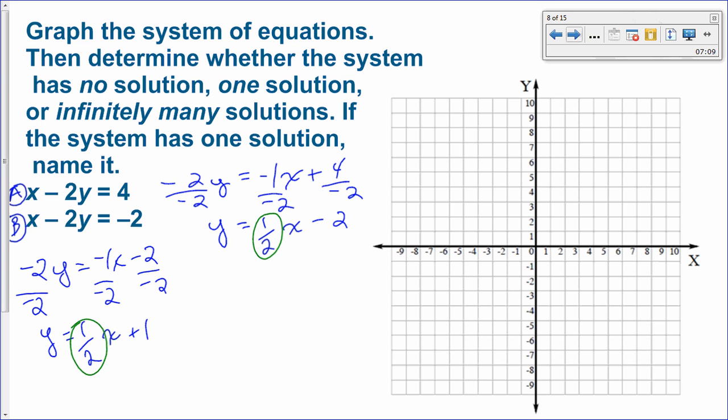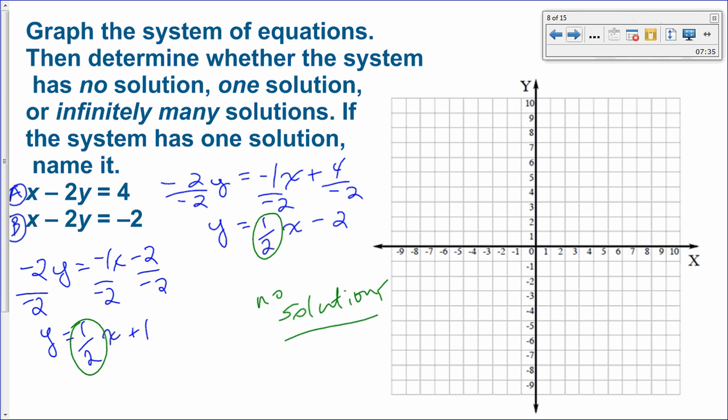Very good. Which means, how many solutions will I have? None. No solution. They're not ever going to intersect. Okay? So I don't need to graph it, do I? I mean, it's not based on what they're asking me for. Does everybody see what's happening here?